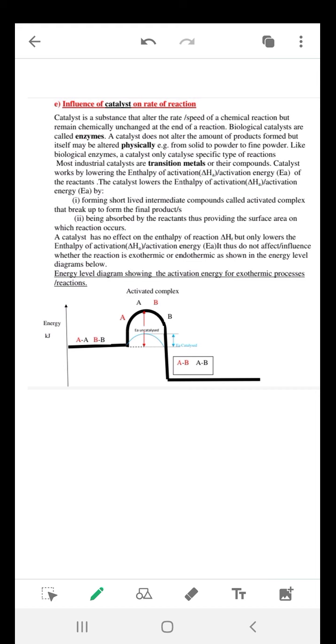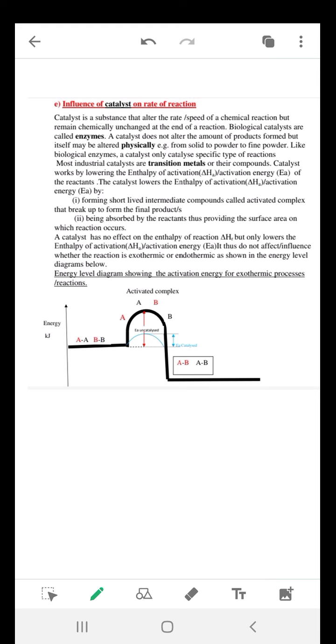So we looked at this energy level diagram, and we say that if a catalyst is not used, the rate of reaction, like between the compounds A and B, it will start by breaking the bonds. So there will be some energy supposed to be used to break the bonds. That's what you call the activation energy. So a lot of energy will be used to break these bonds, then up to there.